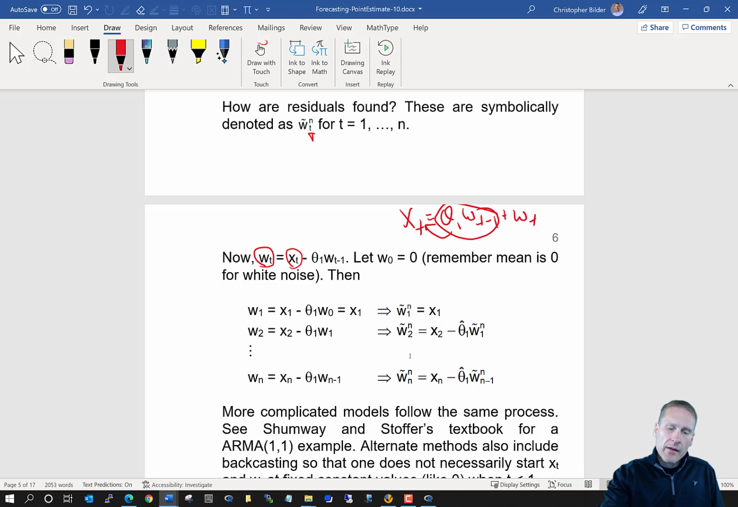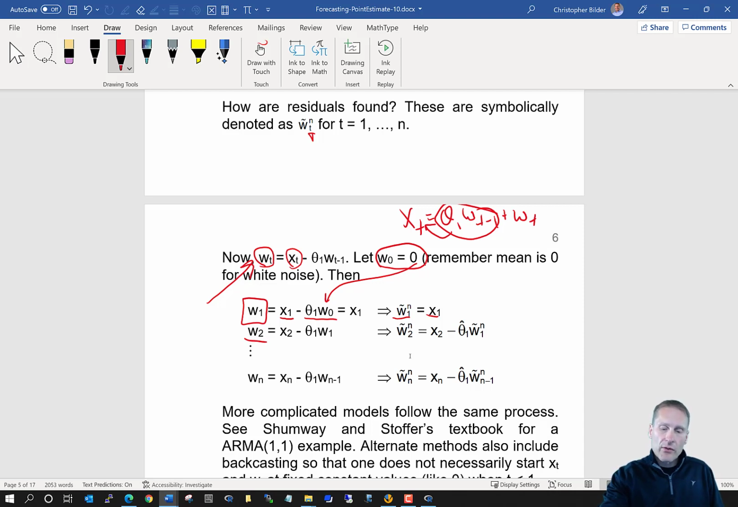Okay, well, based upon this representation of our model, then W1 is equal to, well, x1 minus theta 1 times W0. Of course, we never observe time point 0. So what should we do there? Well, remember that the mean for white noise is 0. So how about we just put 0 in there? That would be one way to handle it. And that's the way we're going to focus on here. So this first residual then is just what x1 is.